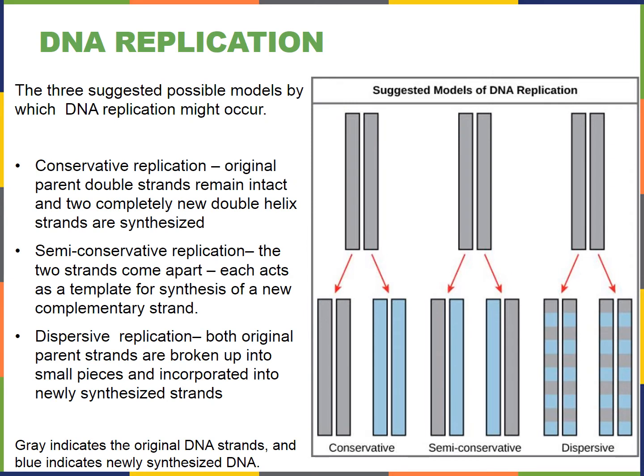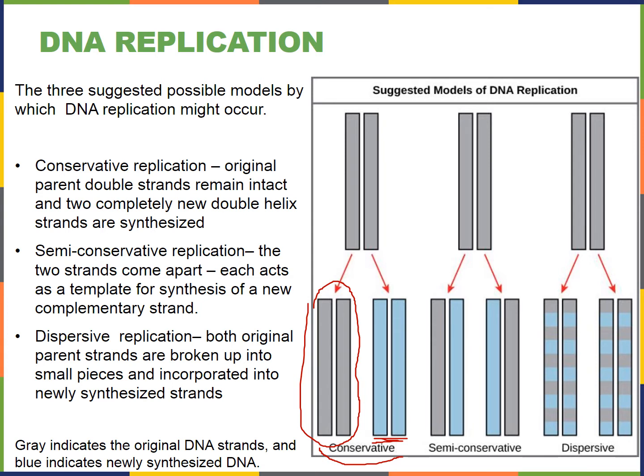There are 3 suggested models of DNA replication, and they're depicted on the schematic here. So the first one is going to be the conservative replication. What happens in conservative replication is the original parent double strands remain intact, and 2 completely new double helix strands are synthesized. So the 2 parent strands remain intact, and there are 2 brand new strands. This is the conservative DNA replication model. It's conserved because we conserve the initial integrity of the parent strands in the offspring.